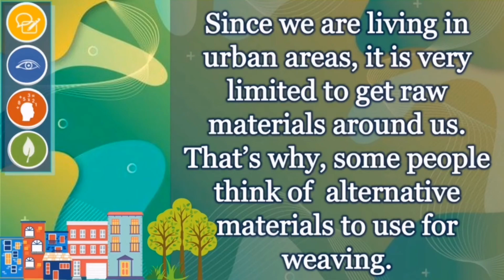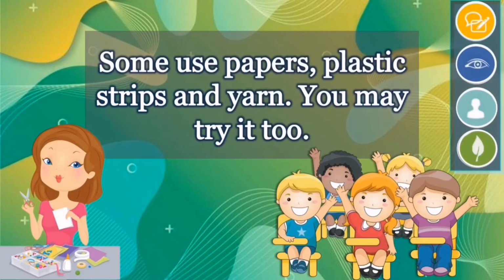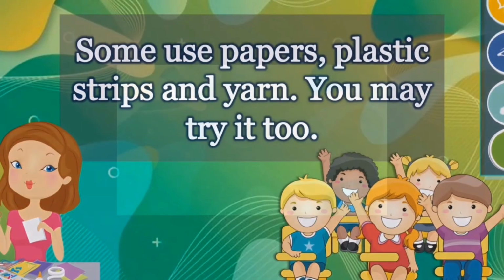Since we are living in urban areas, it is very limited to get raw materials around us. That's why some people think of alternative materials to use for weaving. Some use papers, plastic strips, and yarn. You may try it too. Here are samples of weave objects made from papers.